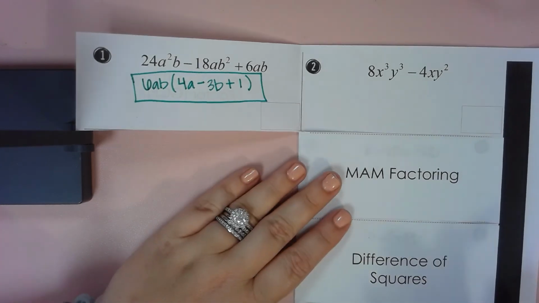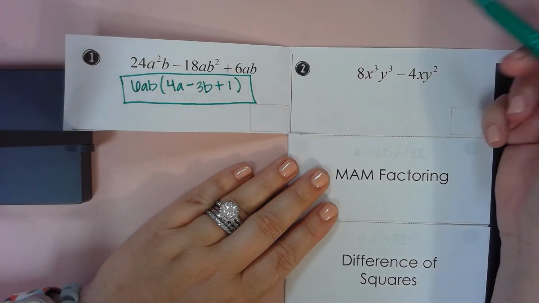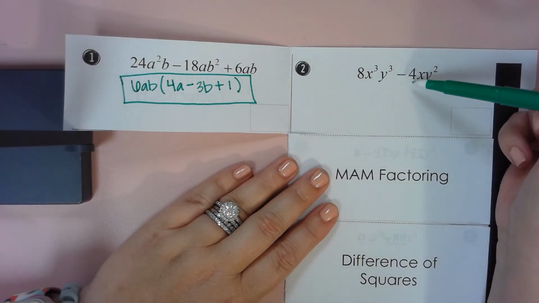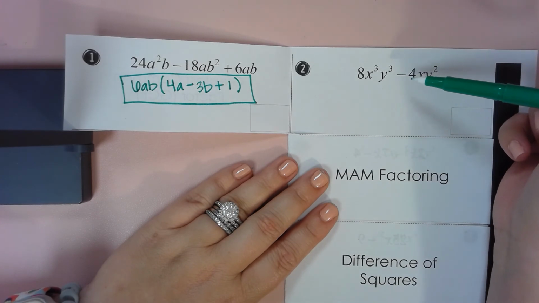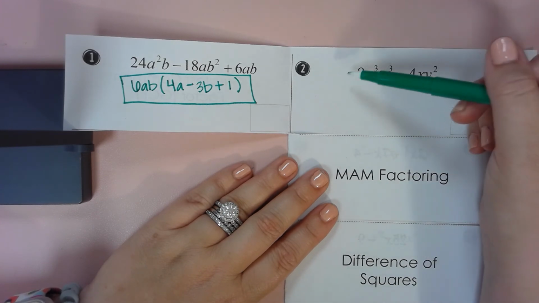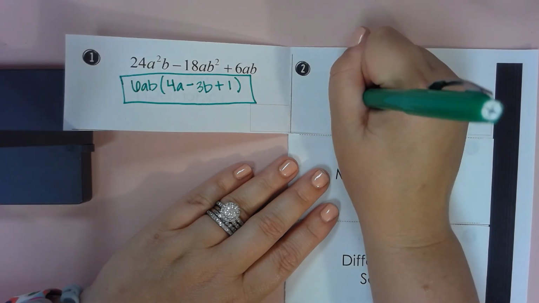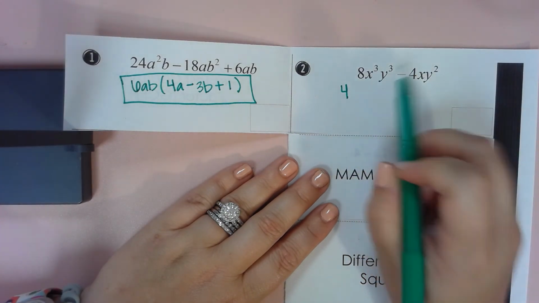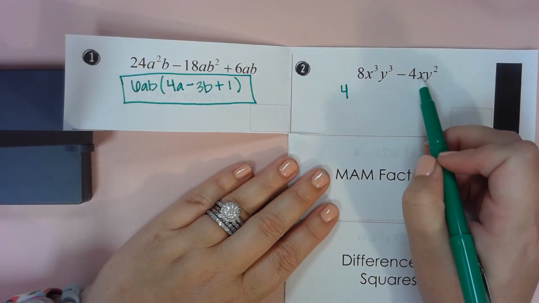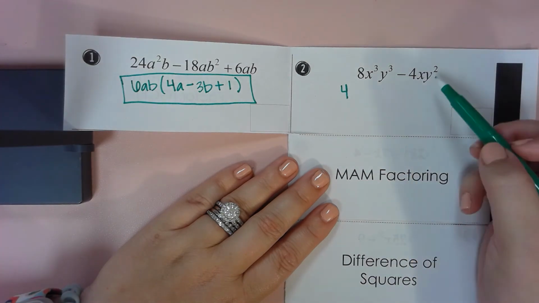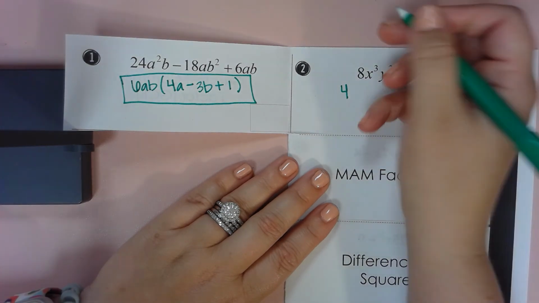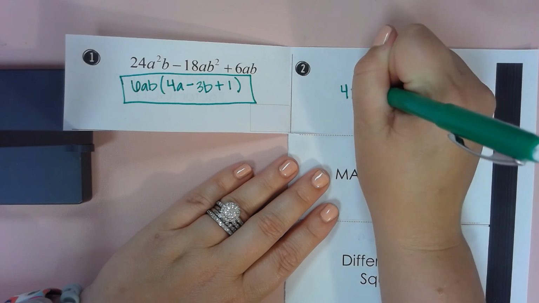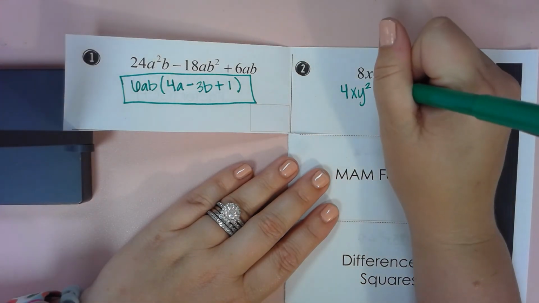Another GCF problem is this one here for number 2. I'm looking first at the coefficients. What's the largest number that I can divide into both of those? It would be a 4, so I know we're going to use a 4. Then I see there are 3 x's and 3 y's, 1 x and 2 y's. So I can take out 2 y's and 1 x. So that's going to be my GCF.